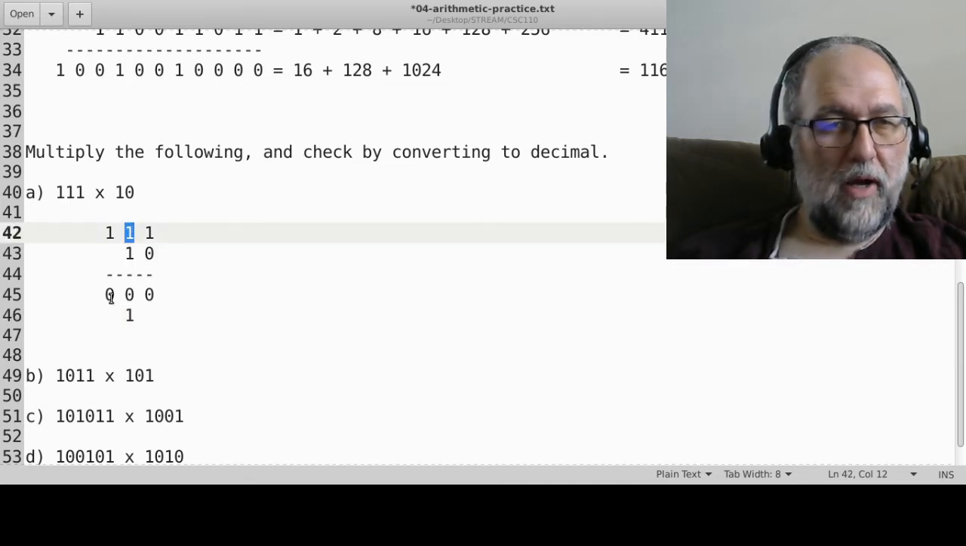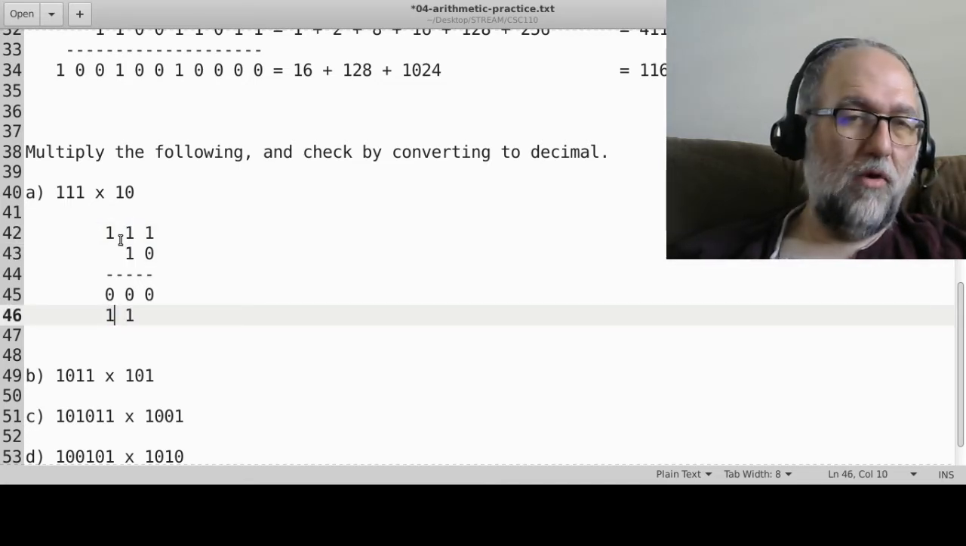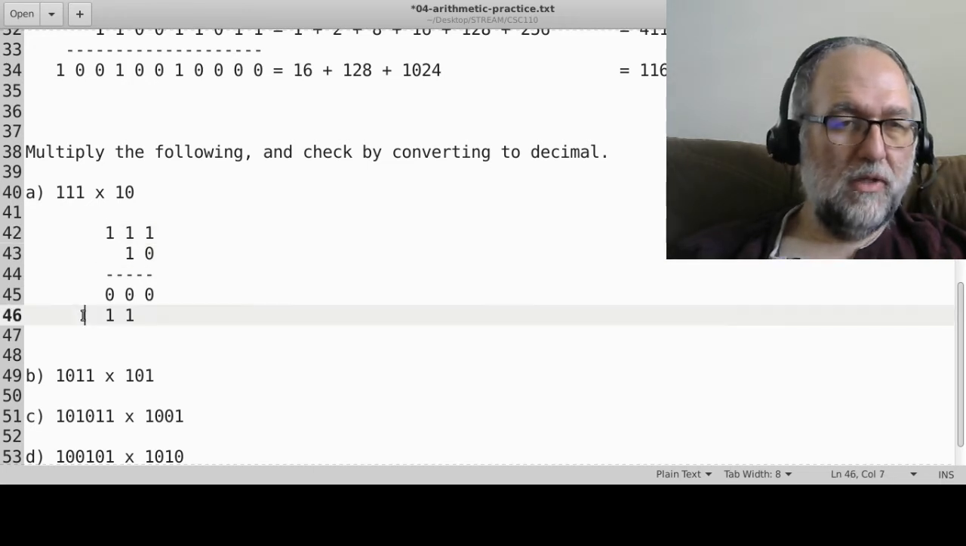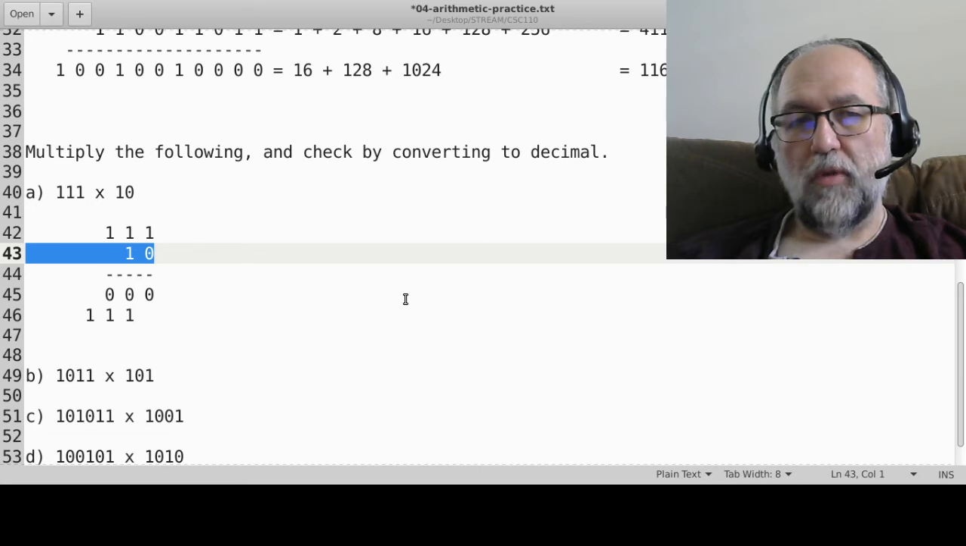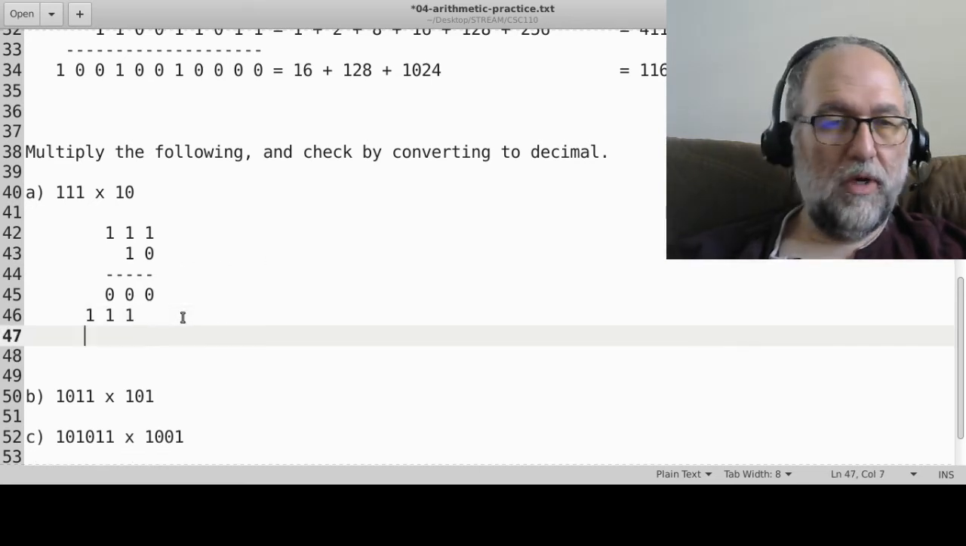Then you go 1 times 1, and that's a 1 in the next column over, and then 1 times 1 is a 1 in that column over, like that. Okay, and now you've exhausted both bits of the second number. What do you do next?